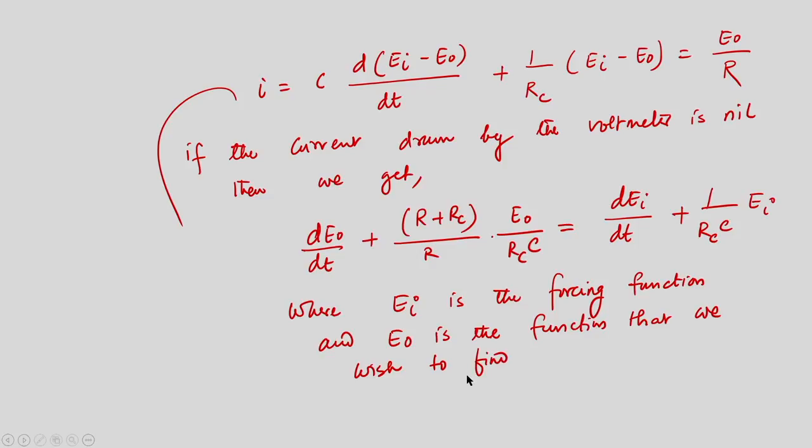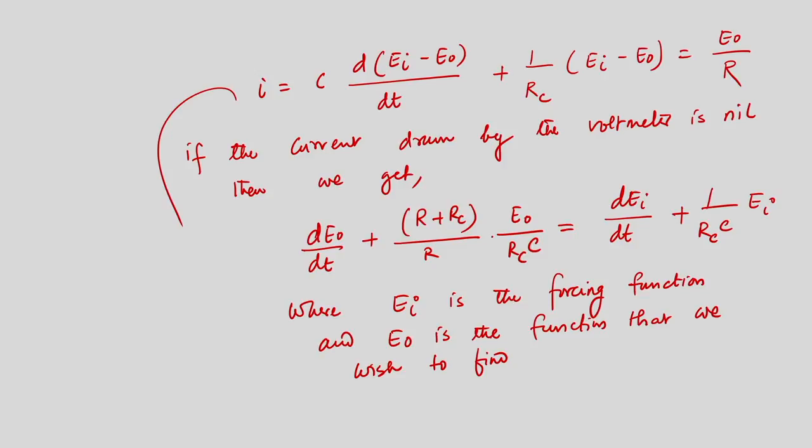right. So, we have now modeled the system, we have arrived at the situation where we need to solve this equation, where EI is the forcing function and E naught is the function that we wish to find. So, that means, as I said, that error voltage, this output voltage that we need to find out, will be obtained using this equation.